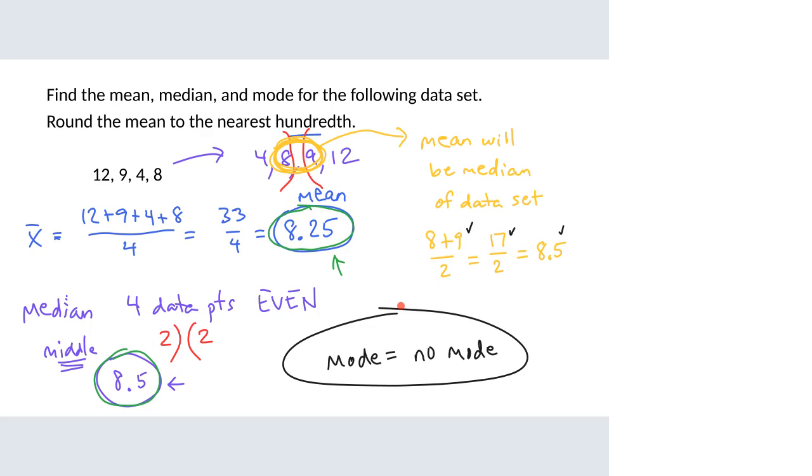There's no mode here. They all occur the same number of times, so there is no mode. Does anybody have questions about what we did in those two before I have you try one?